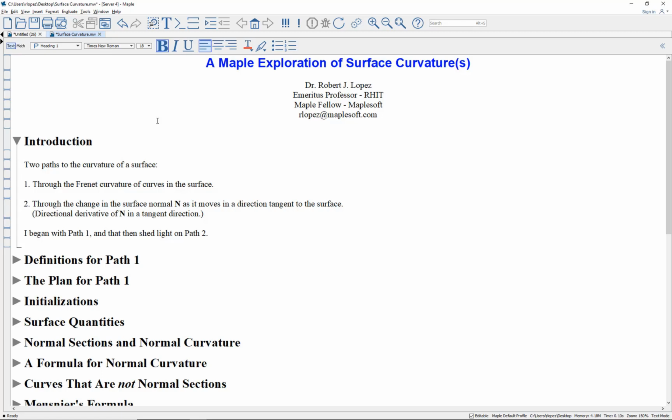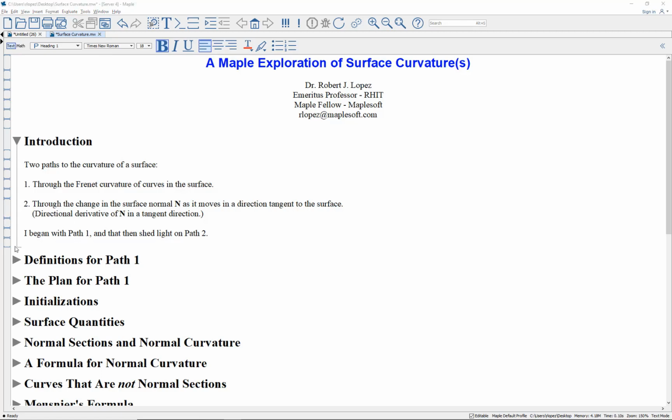One is through the Frenet curvature of certain curves in the surface. The other is through looking at the change in the surface normal as it moves in a direction tangent to the surface. Now that approach requires a directional derivative of the normal in a tangent direction. So I began with path 1, and that shed enough light so that I finally began to understand what they were doing in path 2.